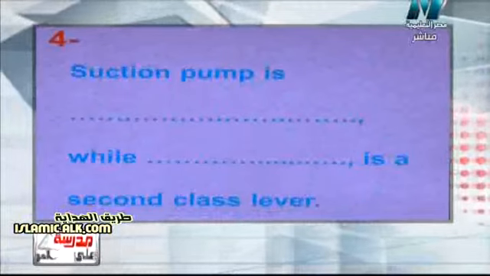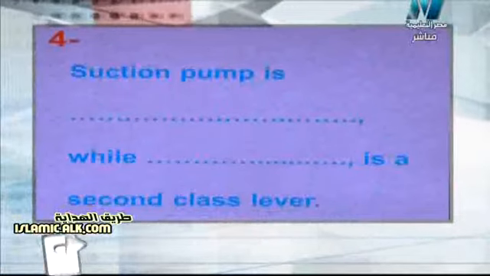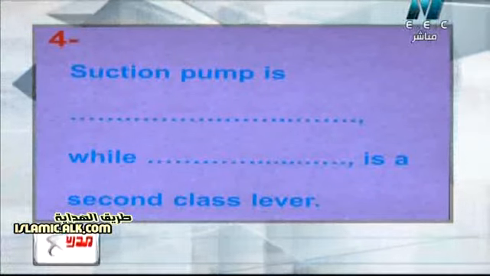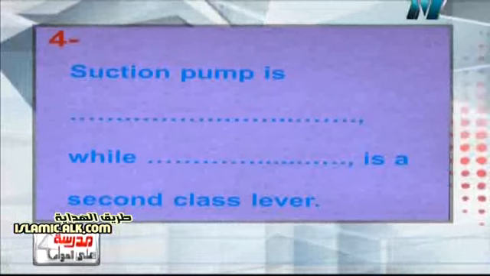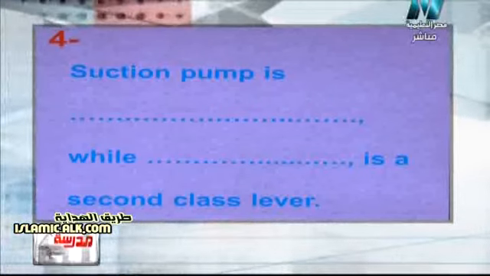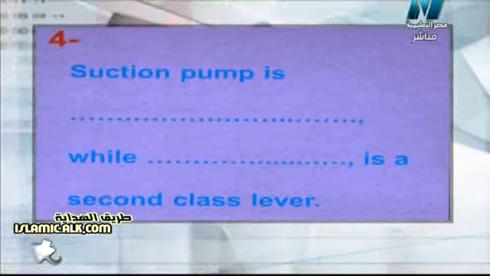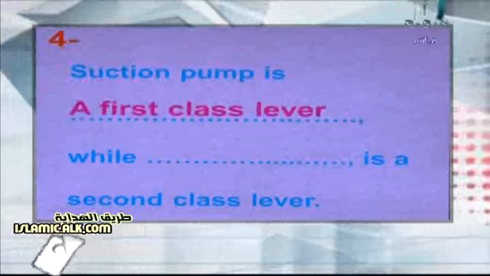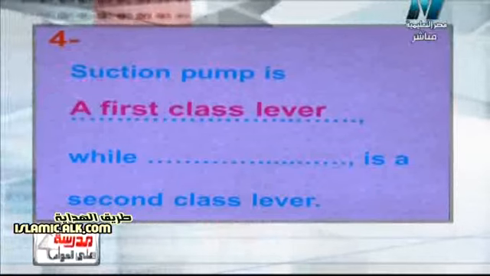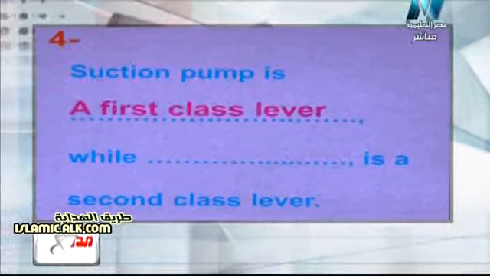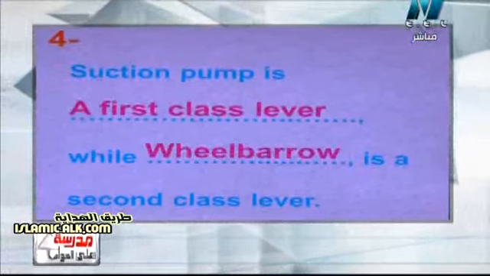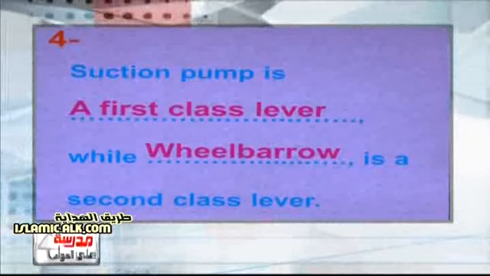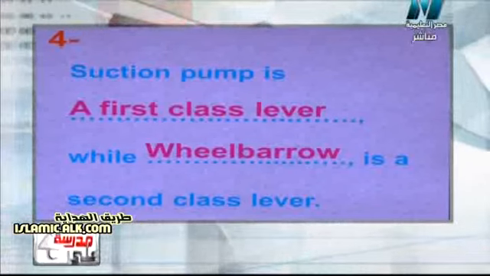Another question. Suction pump is what, while point is a second class lever. Here is a question of lever and classifying each lever to its type. Suction pump, as we know, is a first class lever, while point is a second class lever. Surely it will be wheelbarrow, nutcracker, bottle opener, and so on. We have many examples of first class lever, but less examples of second class lever.